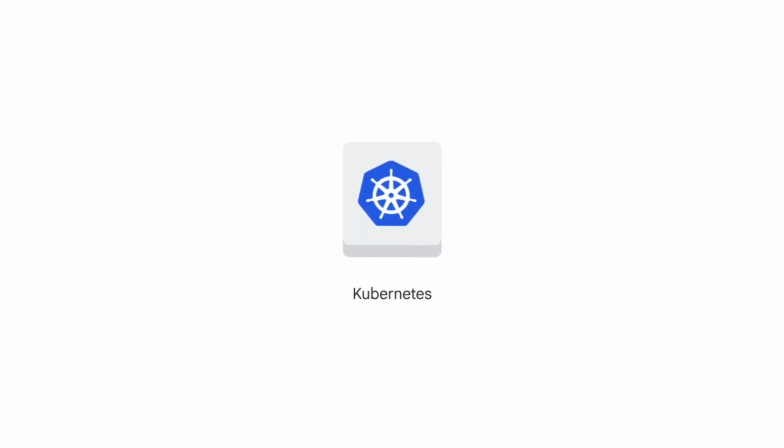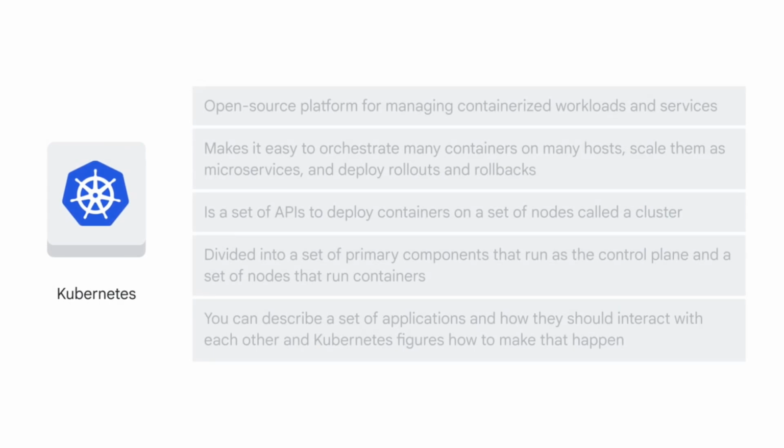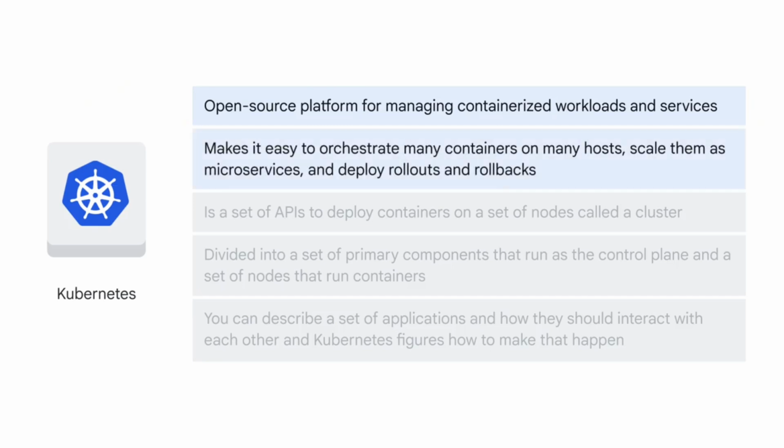Kubernetes can help. So what is Kubernetes? Kubernetes is an open source platform for managing containerized workloads and services. It makes it easy to orchestrate many containers on many hosts, scale them as microservices, and easily deploy rollouts and rollbacks. At the highest level, Kubernetes is a set of APIs that you can use to deploy containers on a set of nodes called a cluster.